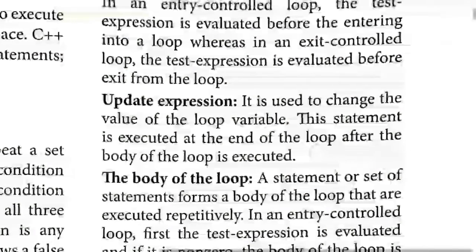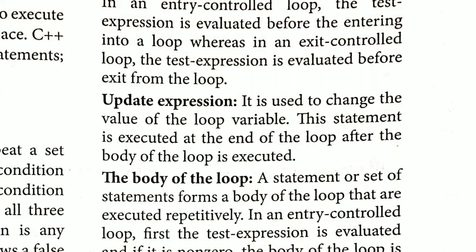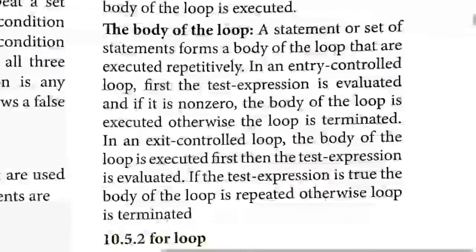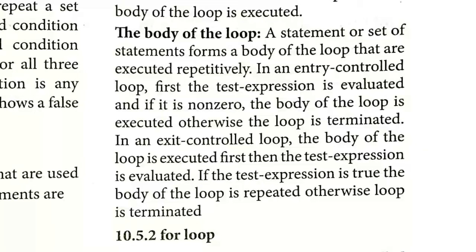Next is the update expression. This changes the initial value. The initial value will be there, then after one execution, it will go and update the initial value and change it to a new value. Next is the body of the loop. This is the group of statements that we provide to the body of the loop. The statements given inside this part get executed again and again till the condition is false. When the condition becomes false, then the body of the loop will stop execution.